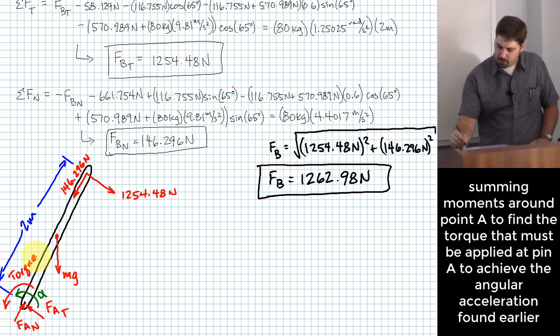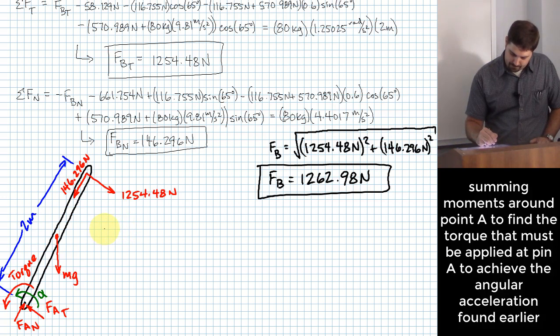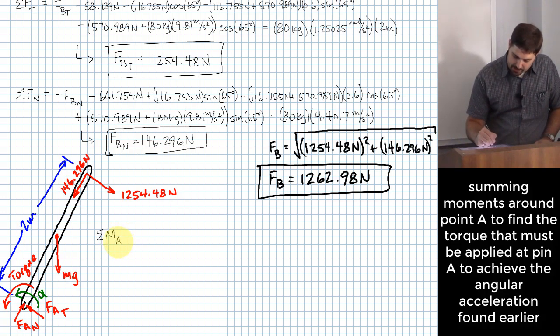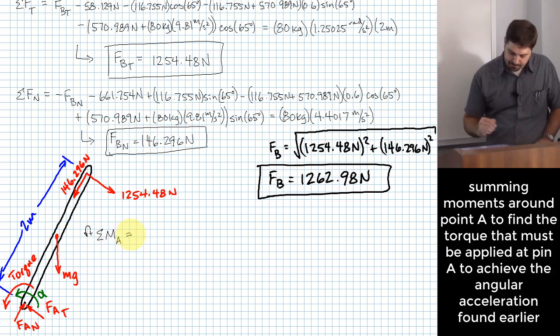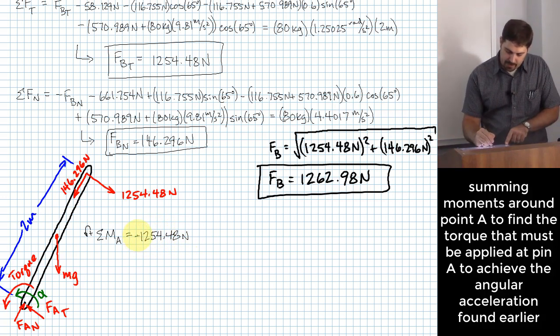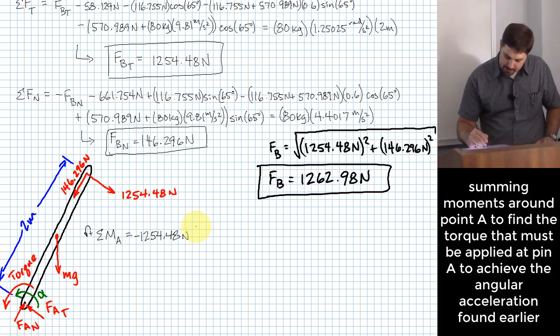Okay, so what kind of an equation can I write quickly here? Okay, you could write a summation of forces in normal or tangential directions. You certainly could. If what I wanted to get was torque, then I would actually consider writing a sum of moments around point A real quick. Okay, and when I do that, I would have my 1254.48. Okay, that would be in the clockwise direction multiplied by 2 meters.